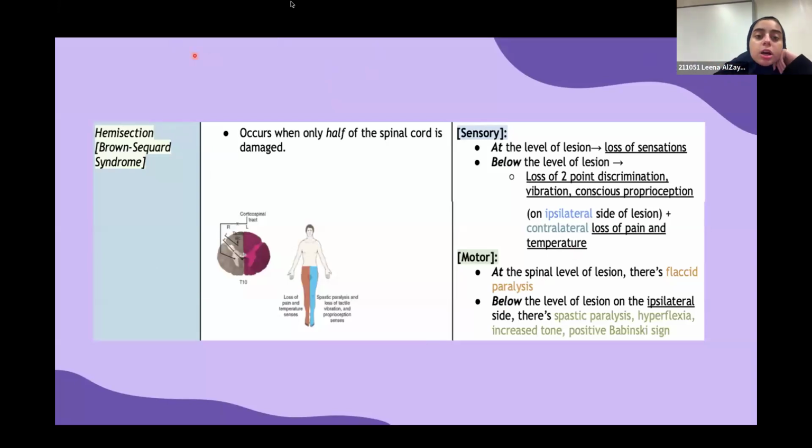Okay. So again, I'm going to show it on the picture here. You have loss of pain and temperature senses contralaterally because it's decussated on the level of the spinal cord. And then you'll have spastic paralysis and loss of the dorsal column ipsilaterally. And on the level, you're going to have flaccid paralysis. Below the level, you're going to have spastic paralysis.